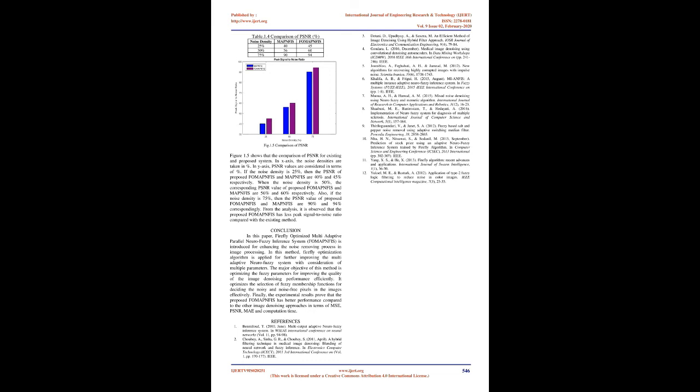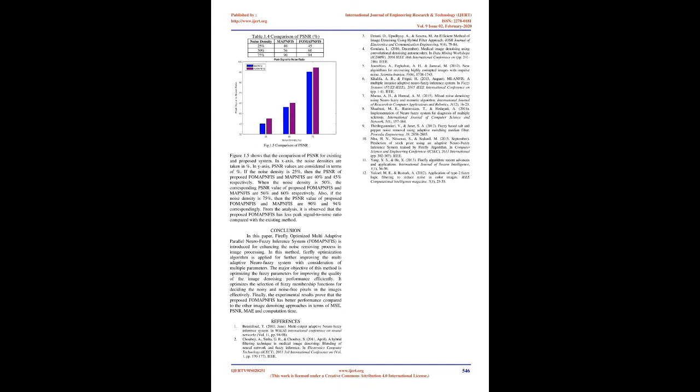From the analysis, it is observed that the proposed FOMAPNFIs has less computation time compared with the existing method. 4.4 Peak signal-to-noise ratio. Peak signal-to-noise ratio, PSNR, is used to represent the index of media quality analysis and substitutes the average MSE of frames in the PSNR computing equation to obtain the PSNR value of the media segment, and it is expressed as follows. PSNR equals 20 times log 10 of 255 over the square root of MSE.